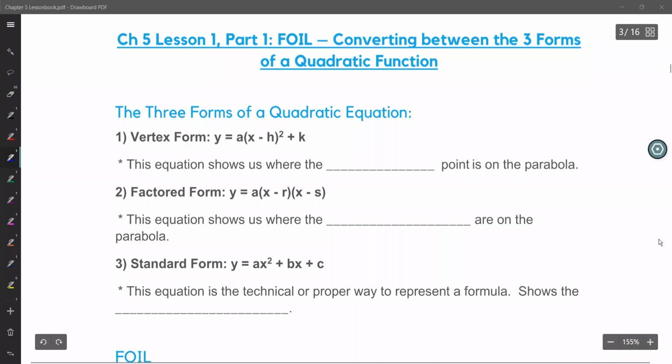Okay, so today we are going to just do an overview of what we've learned so far, which would be vertex form and factored form. And I'm also going to introduce a third form that we can express quadratic functions in.